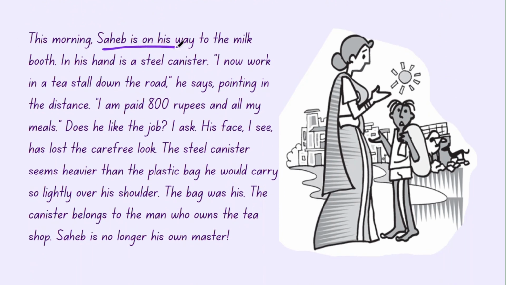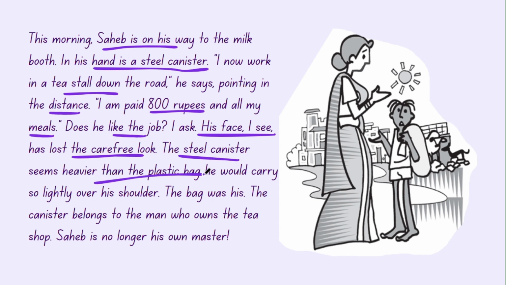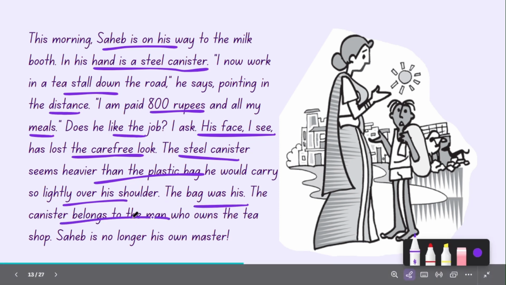This morning, Saheb is on his way to the milk booth. In his hand is a steel canister. "I now work in a tea stall down the road," he says, pointing in the distance. "I am paid 800 rupees and all my meals." Does he like the job? I ask. His face, I see, has lost the carefree look. The steel canister seems heavier than the plastic bag he would carry so lightly over his shoulder. The bag was his. The canister belongs to the man who owns the tea shop. Saheb is no longer his own master.